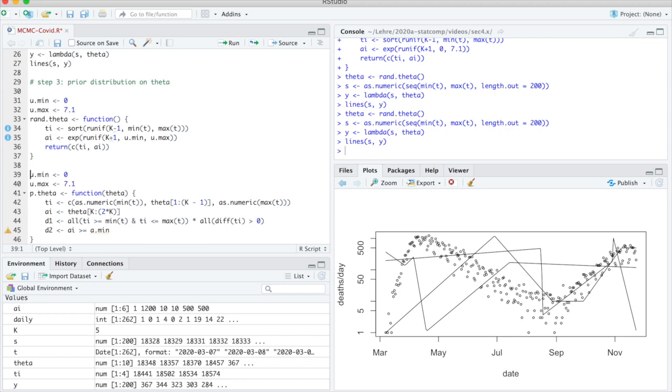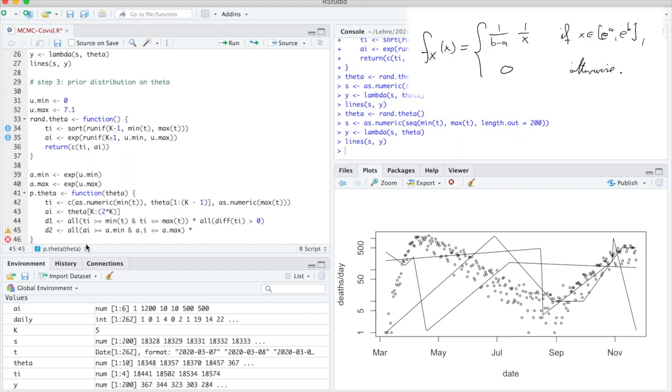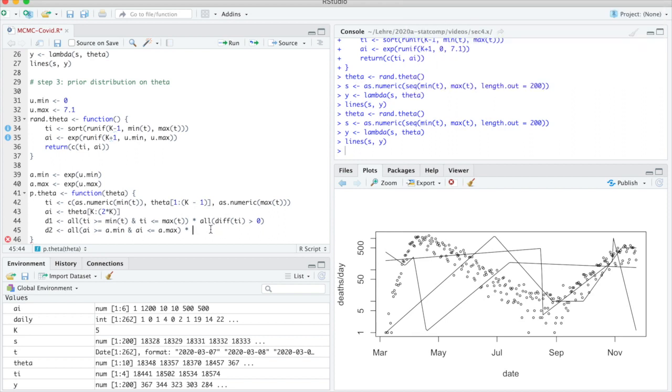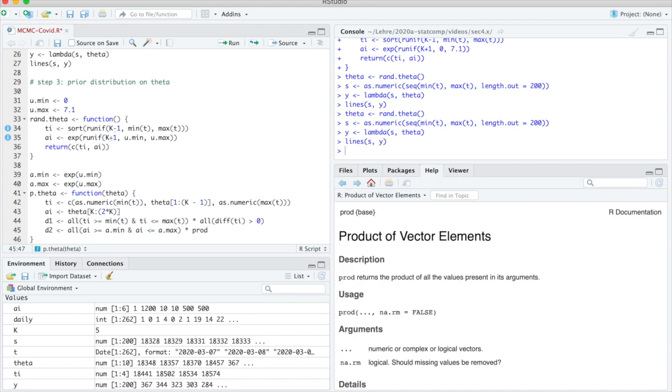And here I say a min is exponential of u min, and a max is exponential of u max. Now I think I have that all right. I need ai bigger than a min and ai less than a max, and that's vectors, so I need all of them to be in, as otherwise the result is 0. Then I need to multiply 1 over ai. And I don't need to bother with the 1 over b minus a prefactor because that's a constant. So I do product function. It is a function. 1 over ai.